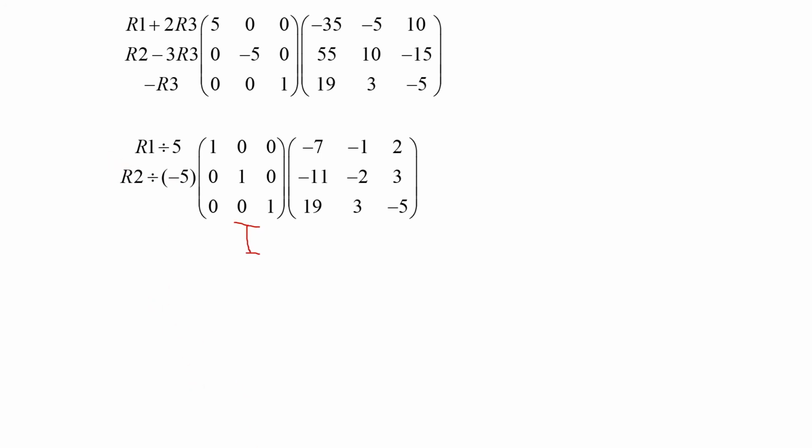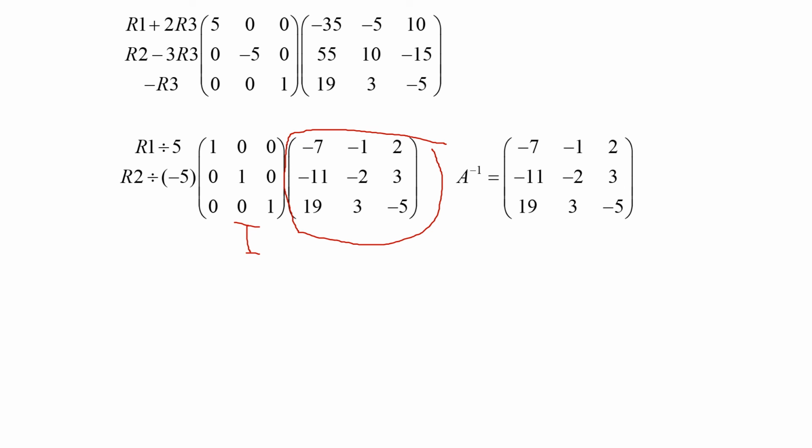So once you have got the identity matrix, the matrix on the right hand side will actually represent the inverse matrix. This is how you work out how to get an inverse matrix using the 3 by 3 system of equations reduced using the elementary row operations.